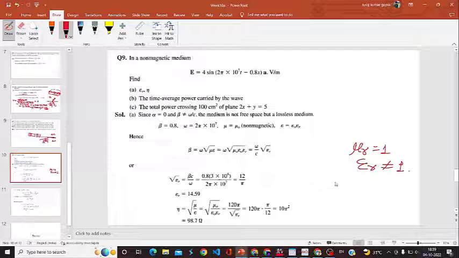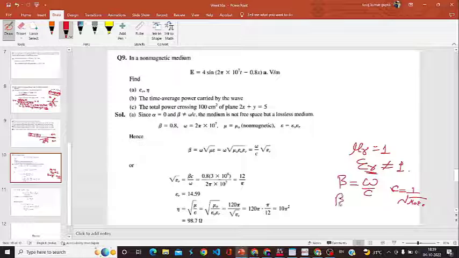So we cannot directly use the formula beta equals omega by c, because beta is given to us, omega is given to us, and c we know is defined as 1 over root of mu naught epsilon naught. But in this problem epsilon r we have to find out, because it is not free space. Some media is there, so that's why epsilon r will be there.